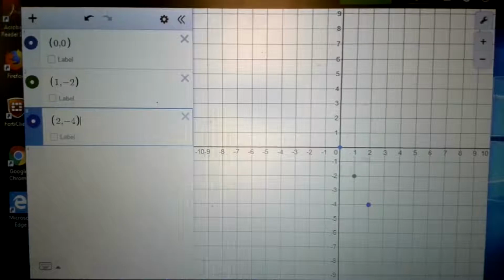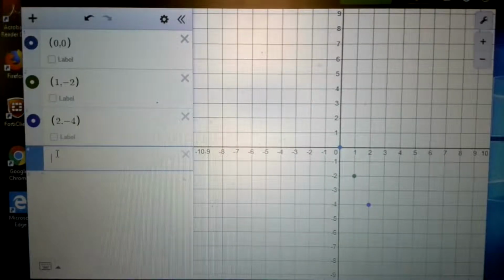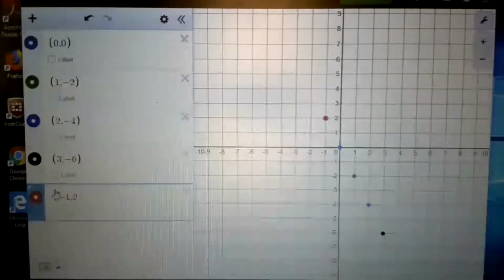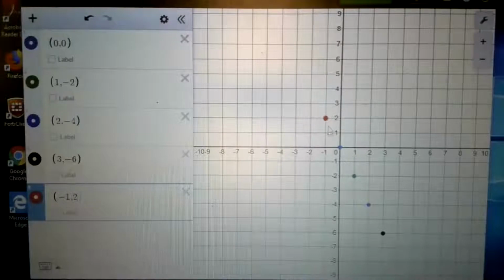2 over 4 down. Next up we have 3, negative 6. So 3 over 6 down. And finally I have negative 1, 2. So to the left 1, up 2. So there's all of my points. Again, they appear to lie on a straight line.